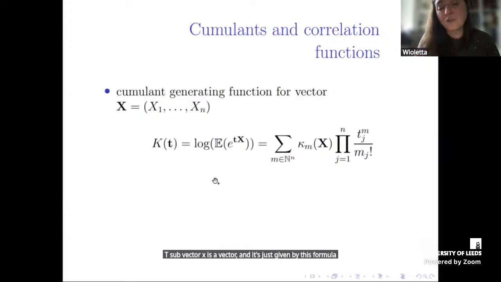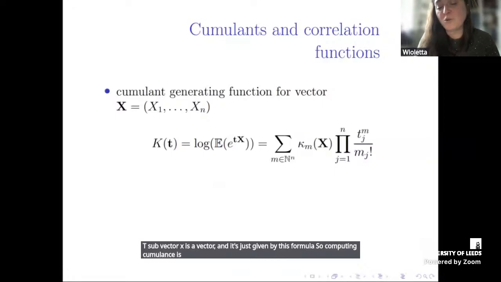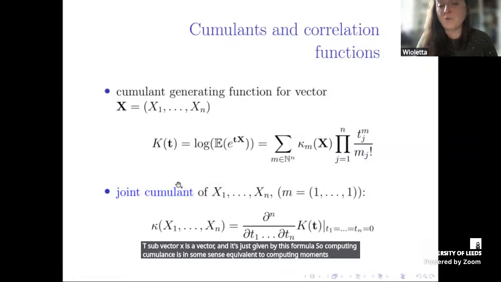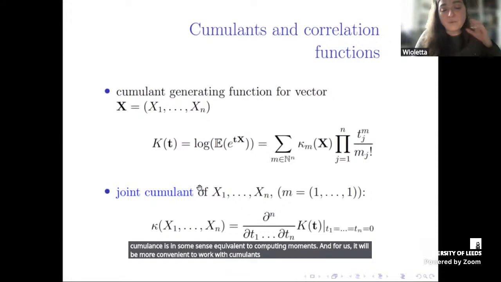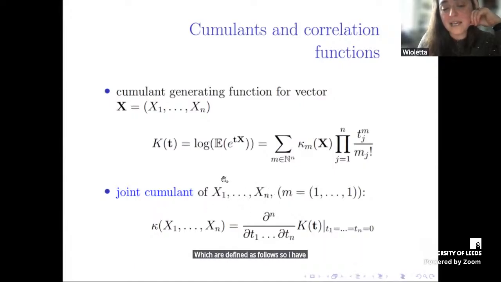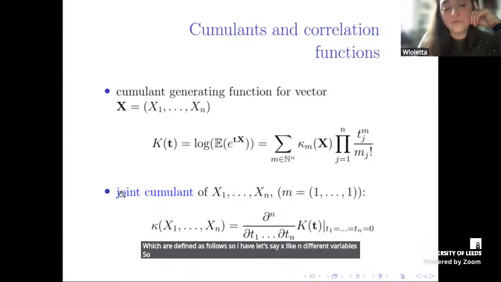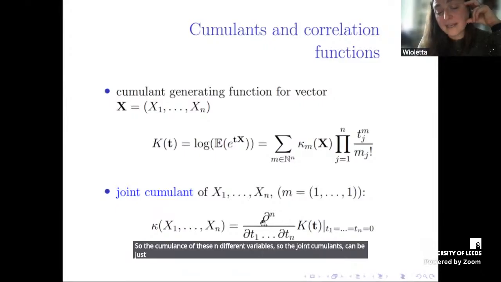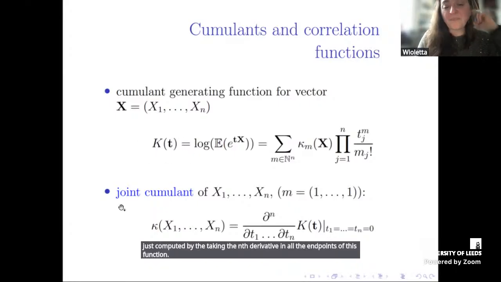Computing cumulants is in some sense equivalent to computing moments, and for us it will be more convenient to work with cumulants. We will look in particular for joint cumulants of the vector of order 1, which are defined as follows. I have n different variables, and the joint cumulants can be computed by taking the nth derivative in all the n points of this function.